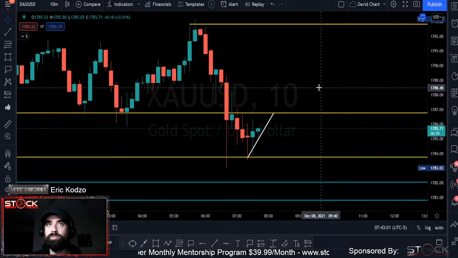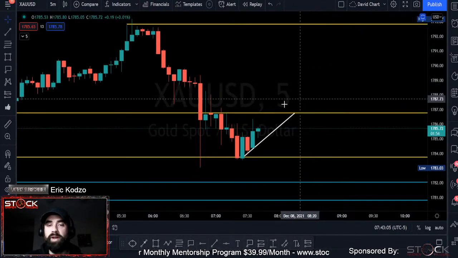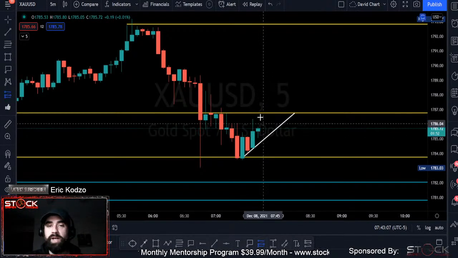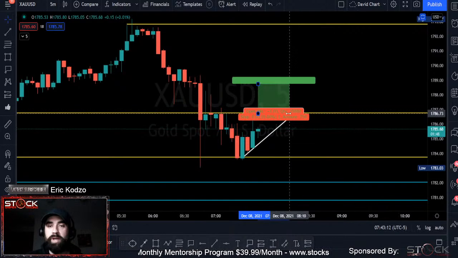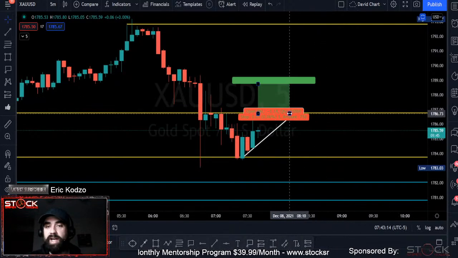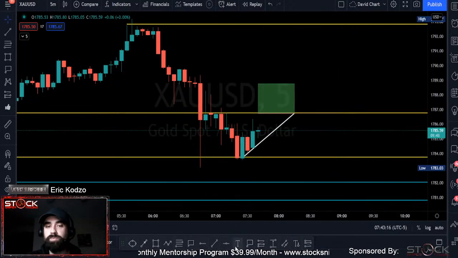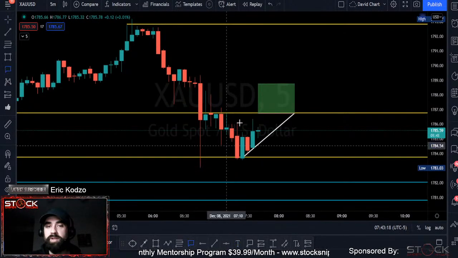Okay, so this is on the 10. We're now on the 5. So any kind of up position right here, this is what I'm looking at. All right, but there's a couple things that can happen as well as soon as we get here. Maybe I'll put this here.